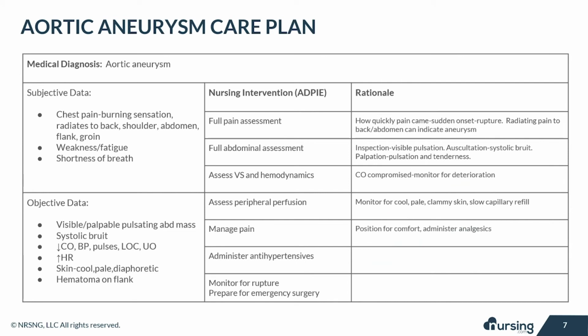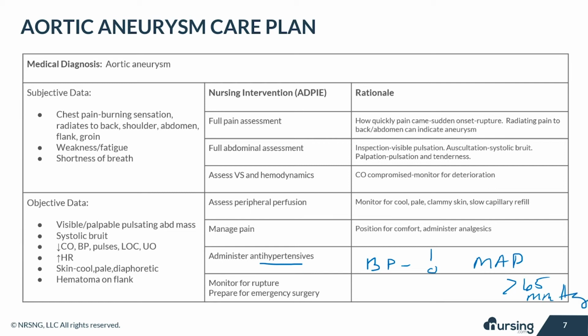So in addition to analgesics, antihypertensives are necessary for controlling blood pressure, which is top priority. The goal is to decrease the pressure on the walls of the aorta, and maintaining a MAP, or mean arterial pressure, which is sufficient enough to perfuse the body, which is typically a value of greater than 65 millimeters of mercury.